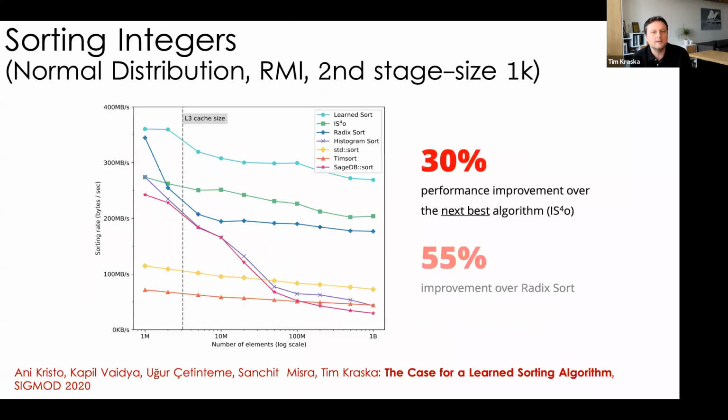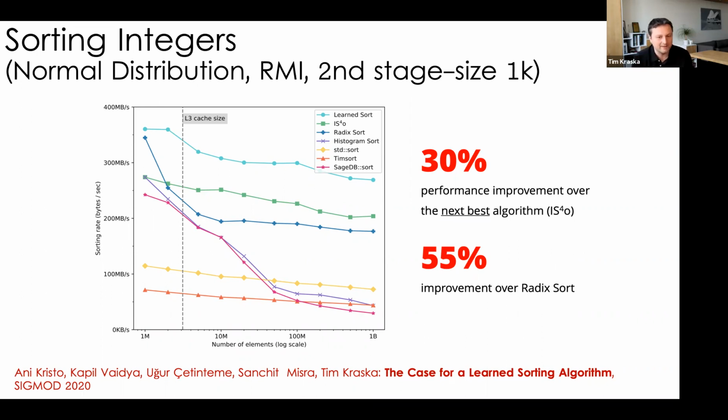But with these tricks, we show that for certain data sets we have right now, we get excellent performance and up to 30% better sorting throughput than the next best algorithm we were able to find, which is IS4O, which has been highly tuned as well. We also improved 55% over radix sorts, mainly because if you think about radix, it takes a piece of the key and does the sorting based on that. And then it takes the next piece, which takes longer than if you take the entire key into account and make a direct prediction. So it's less sensitive to skew.